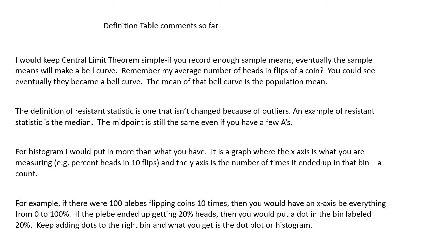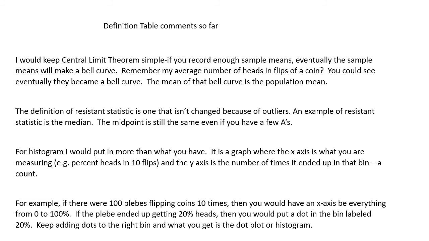My suggestion is keep the central limit theorem simple. If you record enough sample means, eventually the frequency of those sample means, if you made a dot plot of them, would make a bell curve. Remember my example that I showed you with the average number of heads in flips of a coin? You could see that eventually, if I just kept doing this, those sample means ended up becoming by themselves a bell curve. And the mean of that bell curve turns out to be the population mean. So that's the theory we're using that justifies making a simulated null distribution and using that kind of theory.